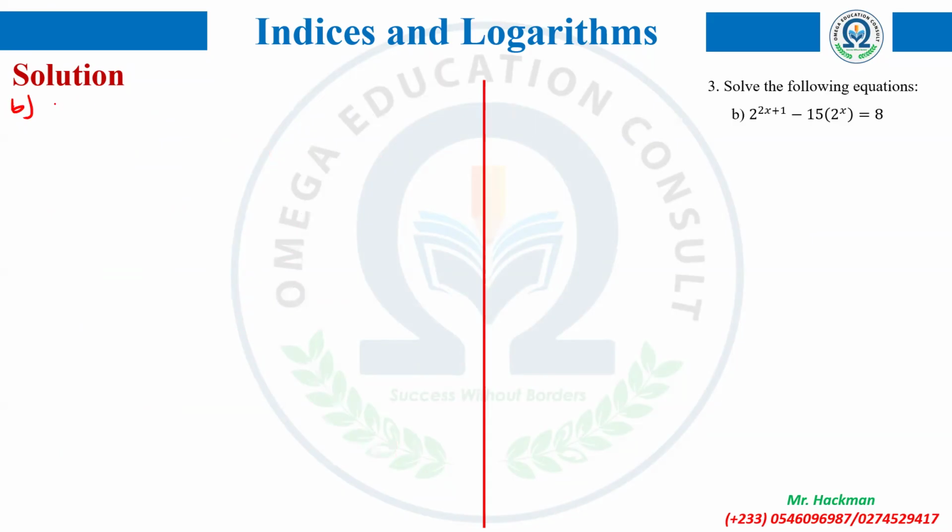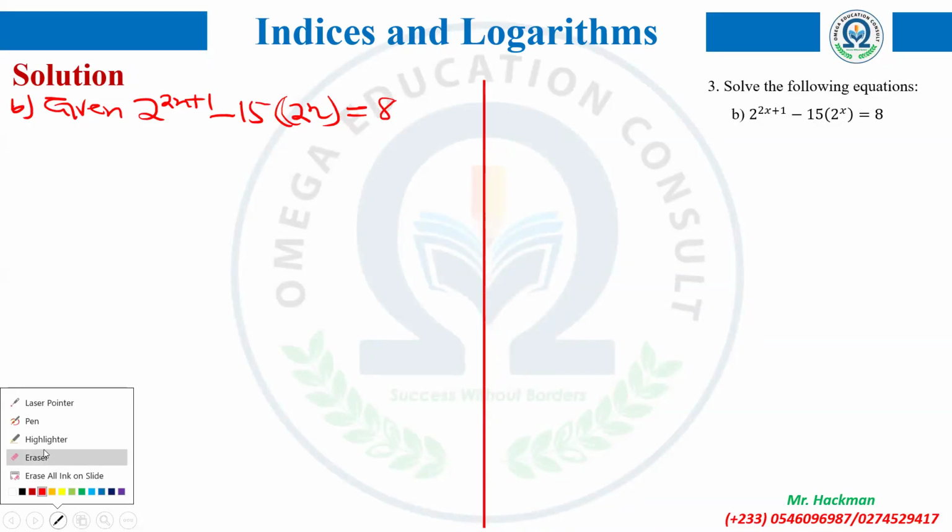Okay, what are we given? We are given 2^(2x+1), the whole of that is the exponent, minus 15 into 2^x, and it's equal to 8. All right, so this is what we have. Very good. So at this point, we know per experience, the equation that we have there is likely to be in 2^x.